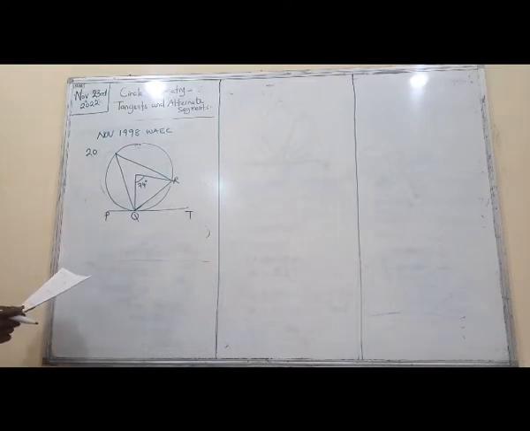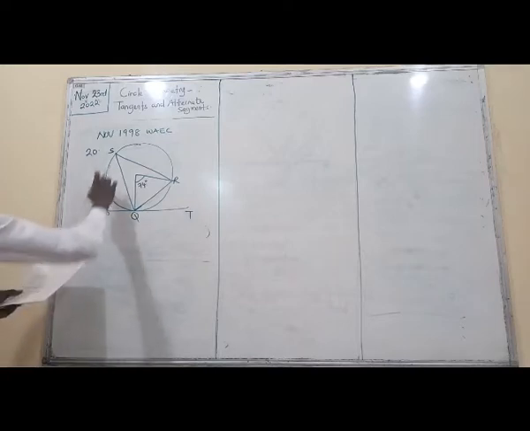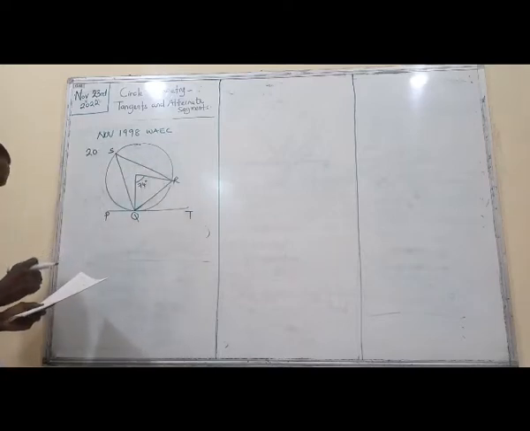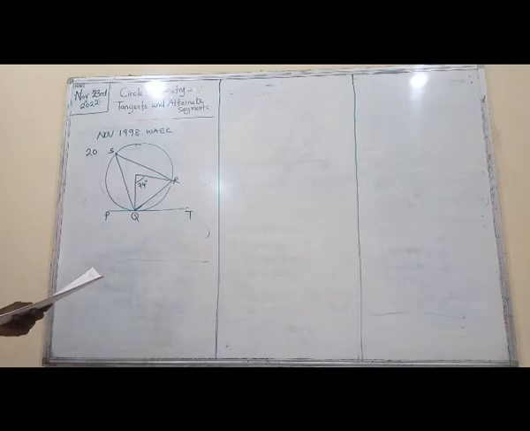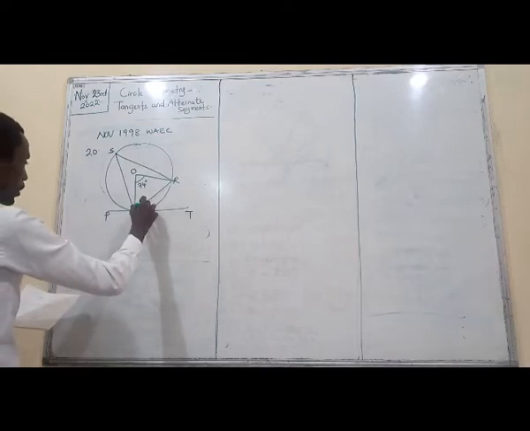Okay. Now, in the diagram, PQT is a straight line that touches the circle QRS. Now, at Q, O is the center of the circle, and angle OQR is 74. Find angle RQT. This is what you want to find.